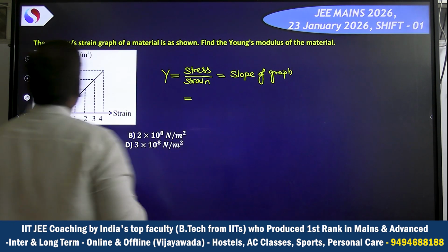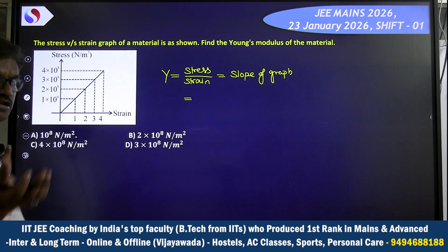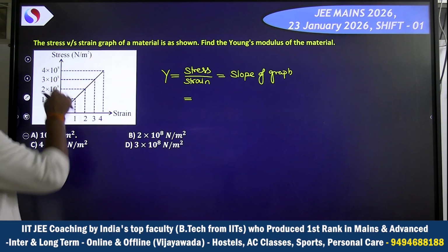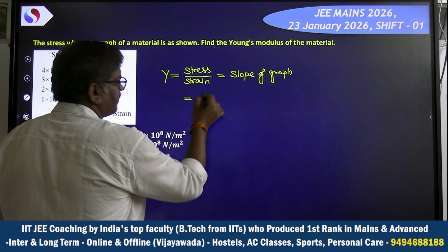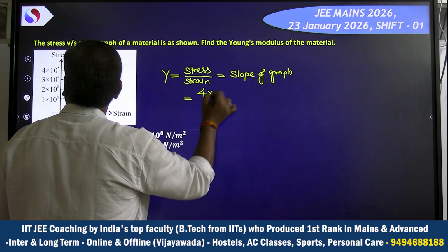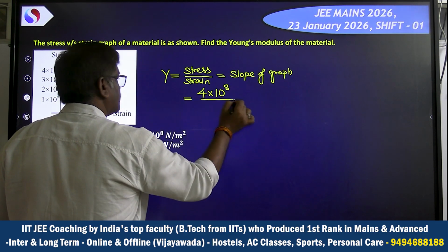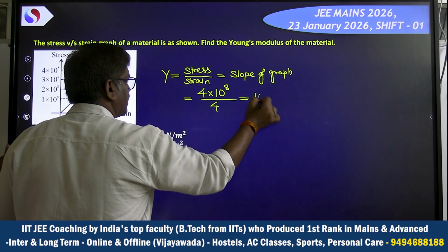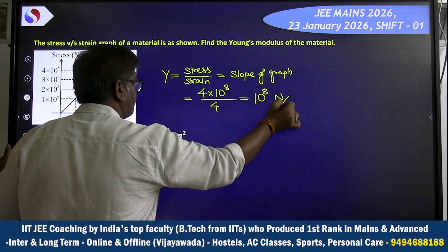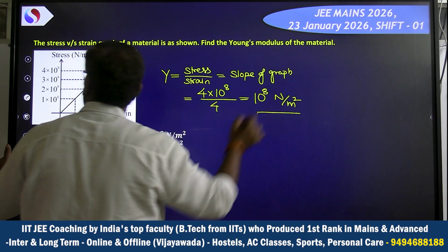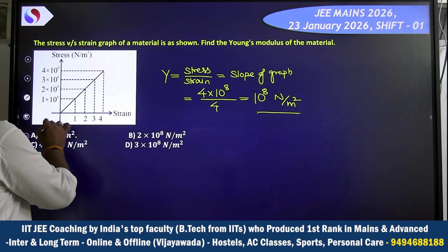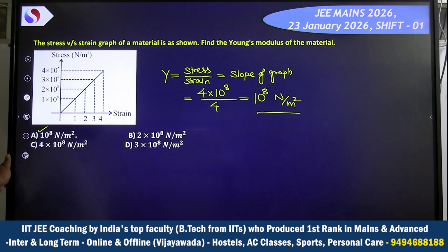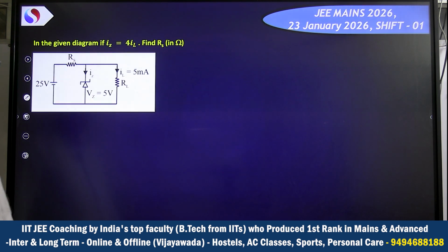Since it is a straight line, you can take any section to find it out: 1 by 1, or 2 by 2, or 3 by 3, or 4 by 4, all give you the same value. So 4 into 10 to the power 8 divided by 4 gives you 10 to the power 8 Newton per meter square. Newton per meter square will be your answer, 10 to the power 8. We are going with option A. Okay, simplest question, very easy. Move to the next.